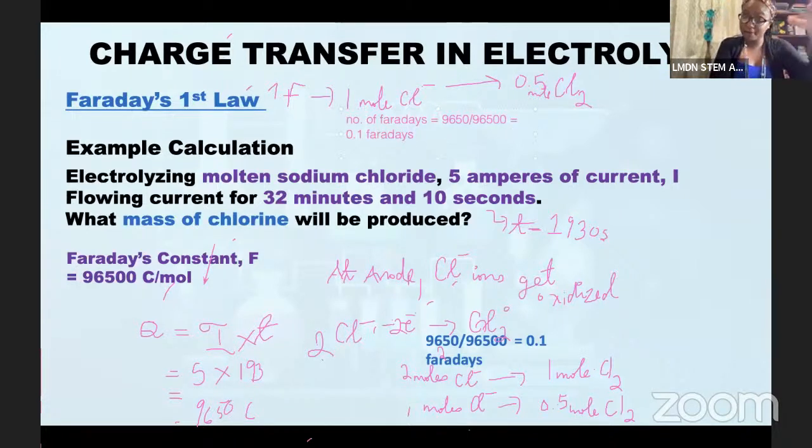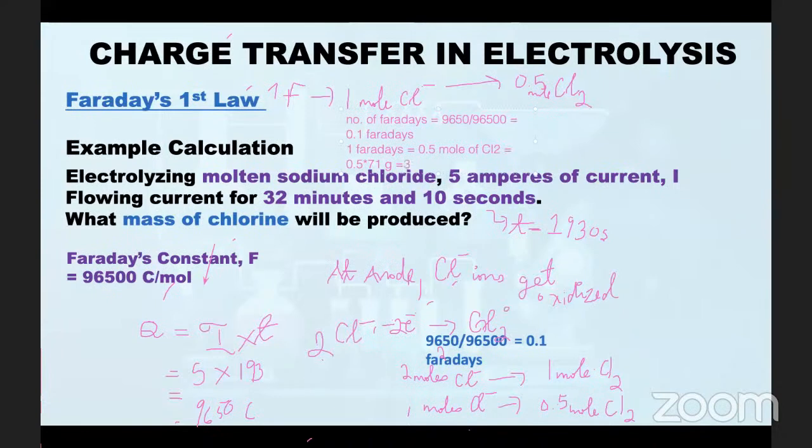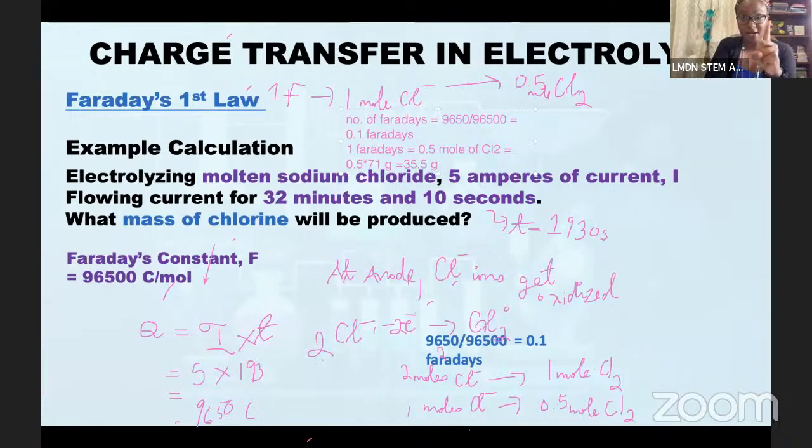And so from right above that, you see that 1 Faraday gets us 0.5 mole of Cl2, which is the same as 0.5 times 71 grams. How much is that, guys? That's what 1 Faraday gets us. 0.5 times 71 is what? 35.5. Okay, so 35.5 grams is what we get for 1 Faraday, right?